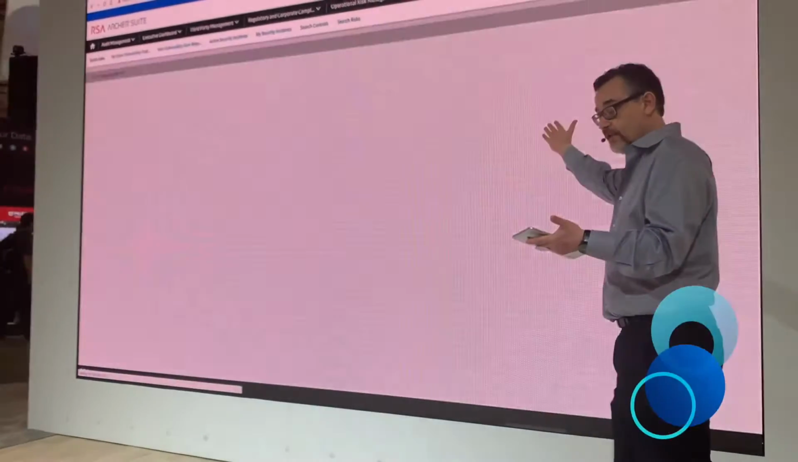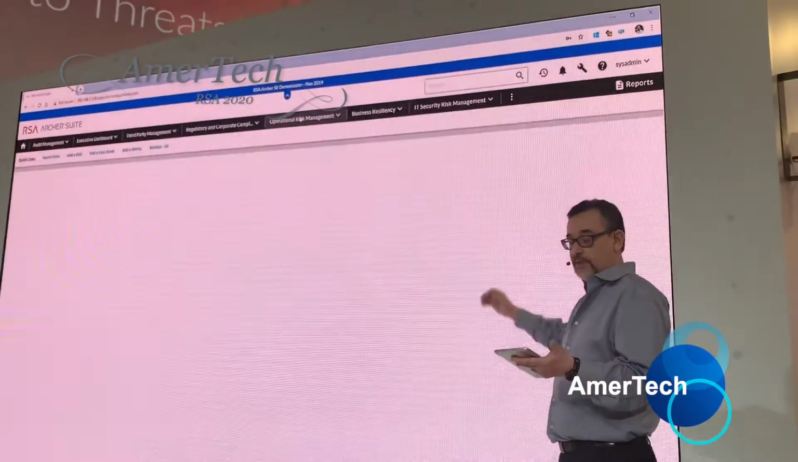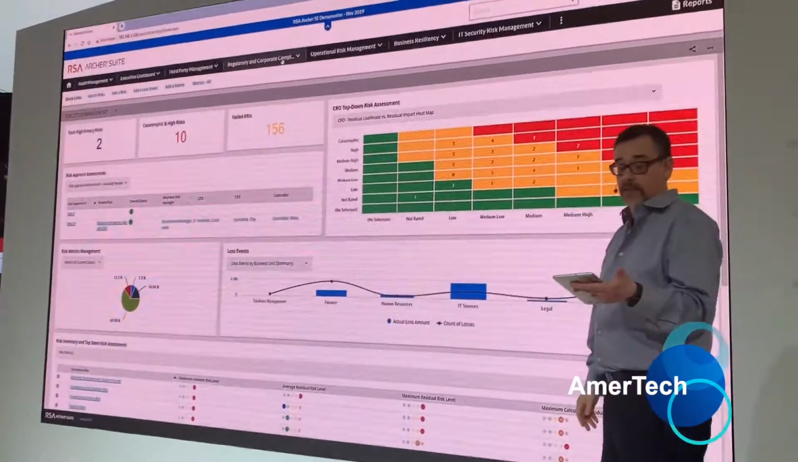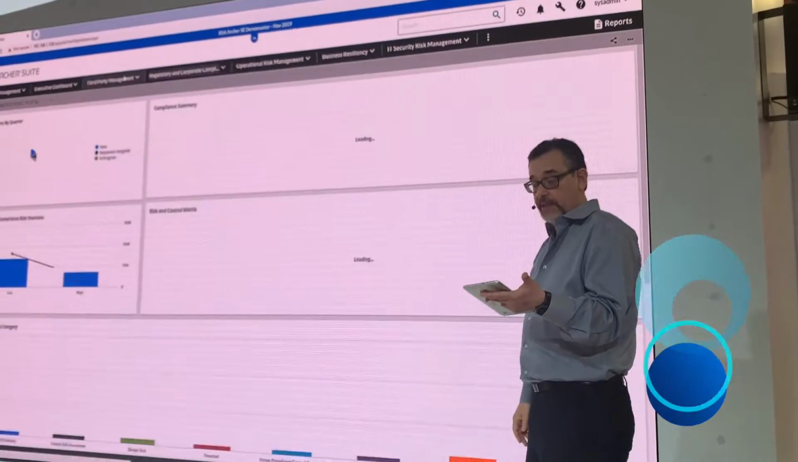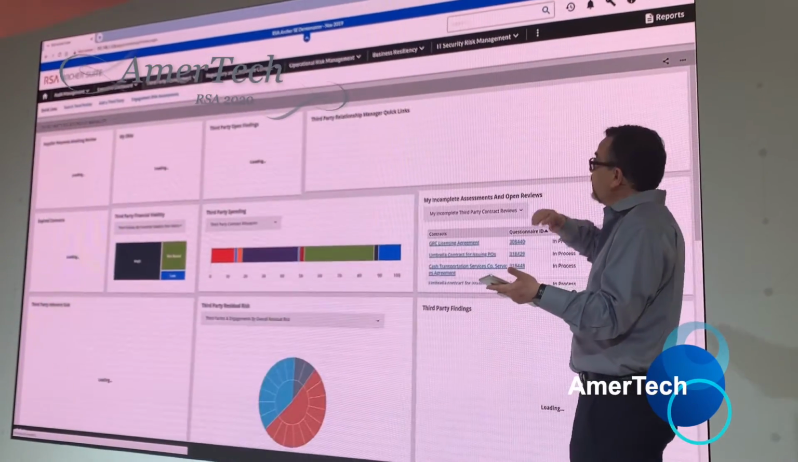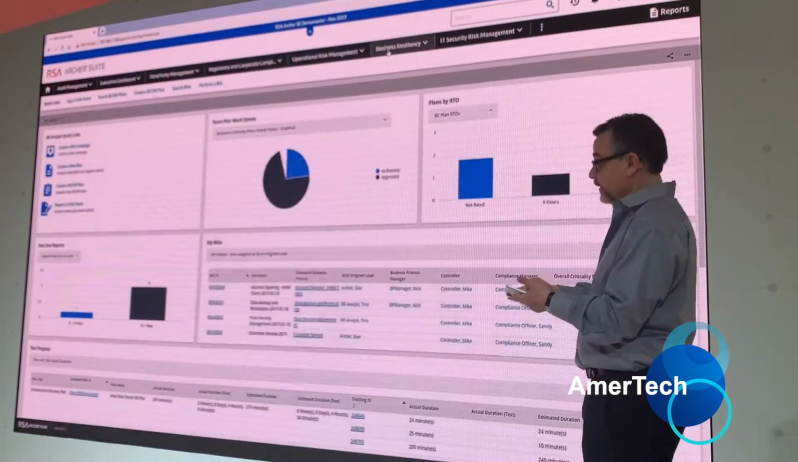RSA Archer provides a full scope of risk visibility and control across the entire organization and its business ecosystem, including partners, suppliers, and customers. RSA Archer provides IT risk management, operational risk management, compliance management, third-party governance, and business resiliency.